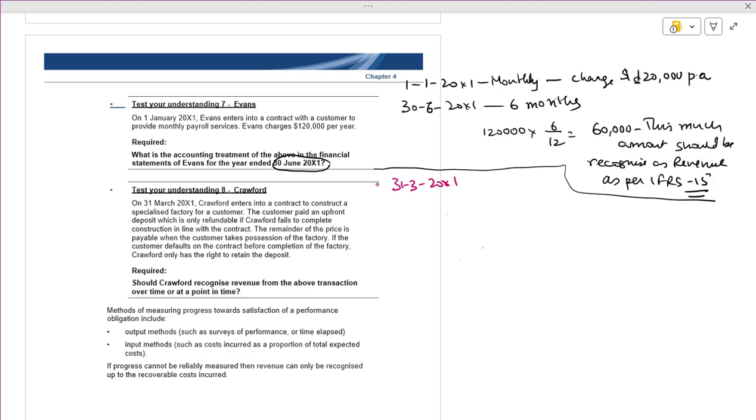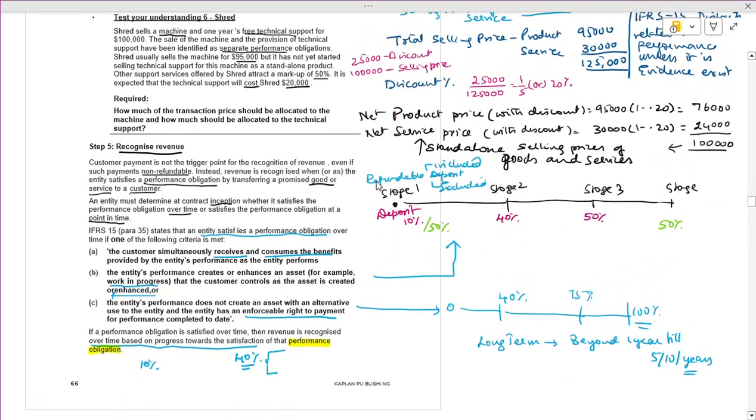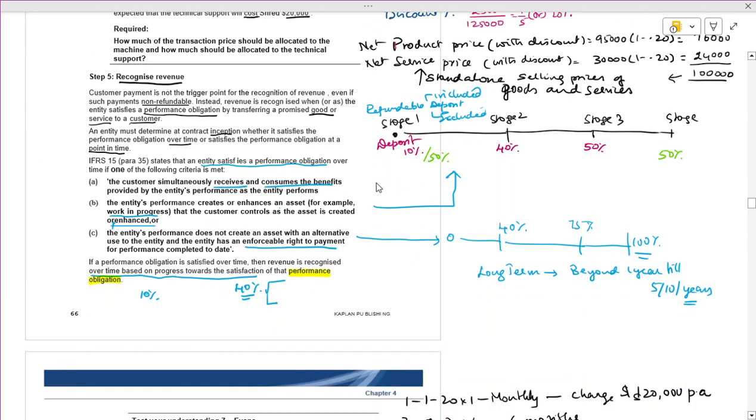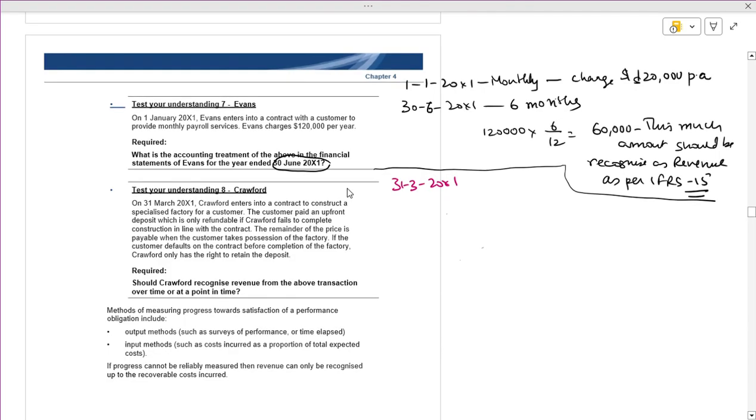Crawford enters into a contract to construct a specialized factory. That is very unique. This is one of the conditions with respect to IFRS 15. The entity's performance does not create an asset with an alternative use. Point C for recognizing revenue: you should not create an asset with an alternative use. It means you have to create a specialized asset.